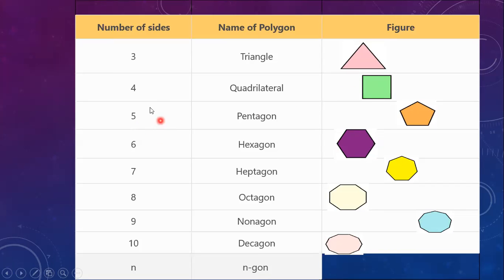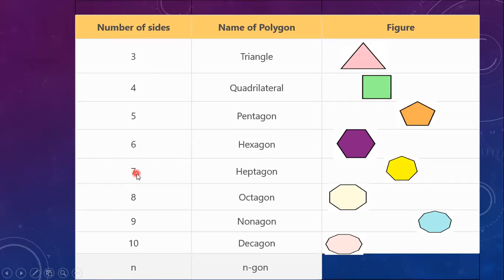Next is 5 sides. Where the 5 sides will be, that diagram is called a pentagon. And here you can see 5 sides are there. This is the example for a pentagon. Next is where the 6 sides will be, that is called a hexagon. See here, this is the example.